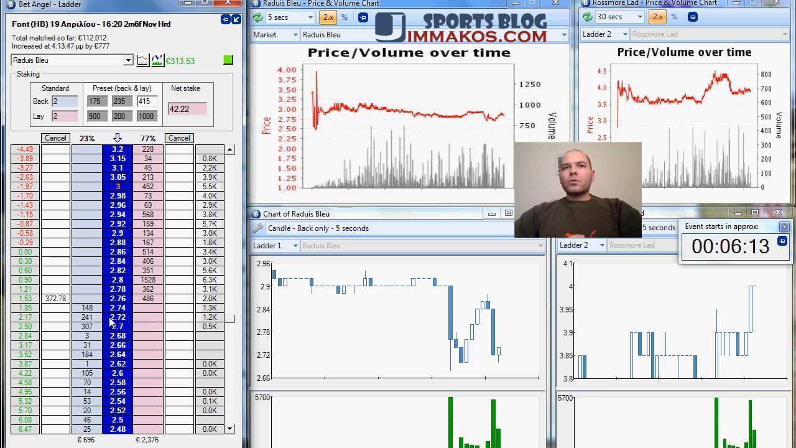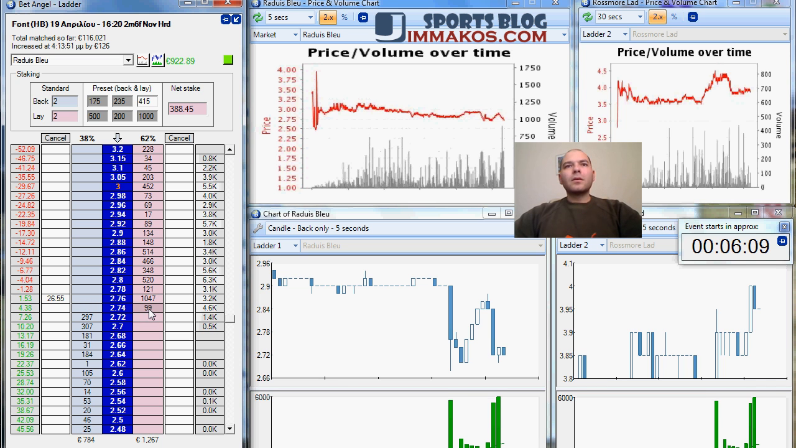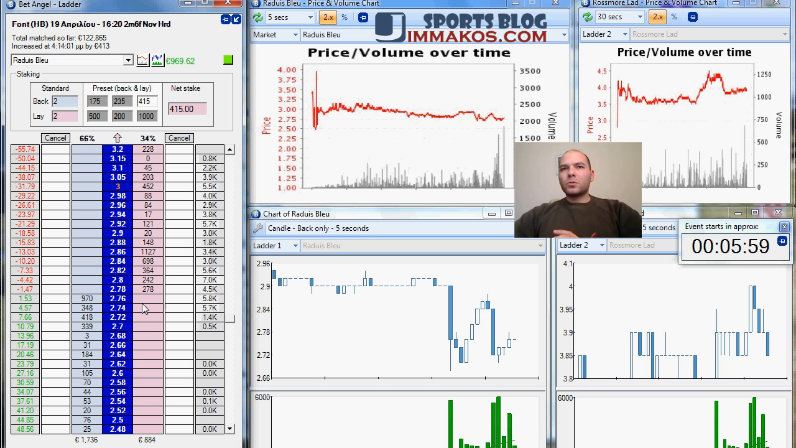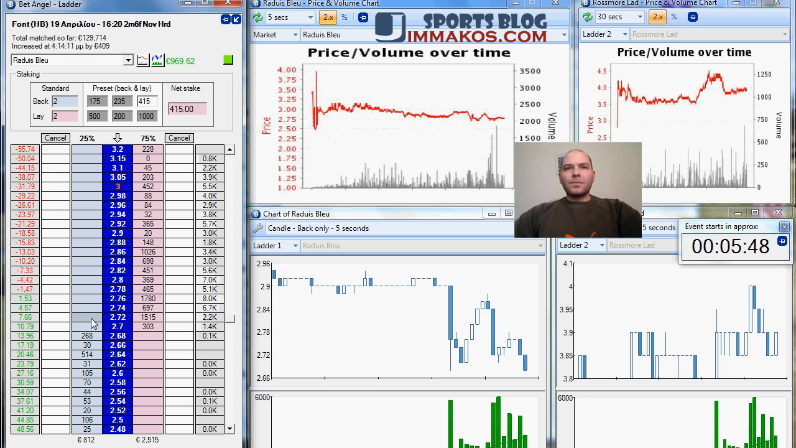As I wasn't successful in placing the back bet, I have moved it downwards as I predict a breakout below the support level of 2.7. While in the graph of the second horse, the uptrend has resumed.